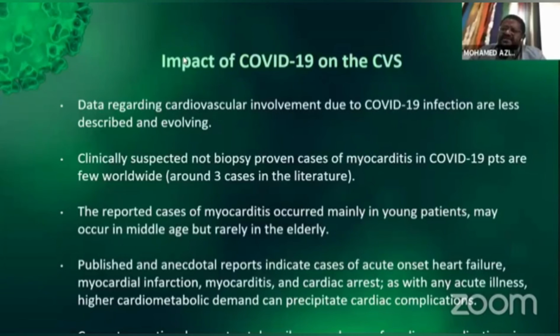Also, the reported cases of myocarditis were mainly in young patients. So it is worth mentioning this again: myocarditis in COVID-19 was shown mainly in young patients. As you see, the first patient was 29 years old, and the 3 cases in China and Italy were all young. It is rarely affecting elderly patients. The published and anecdotal reports indicate cases of acute onset heart failure. Also, we have an 18-case series published in the New England Journal of Medicine, and scattered cases of myocarditis.